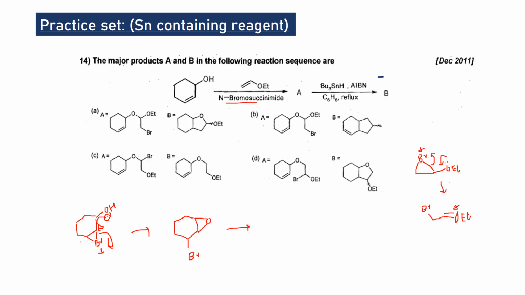Okay, so from the product you can see the bromine is attached adjacent to the OEt. Bromine is adjacent to the OEt. So the correct option will be bromonium ion formation at this double bond.